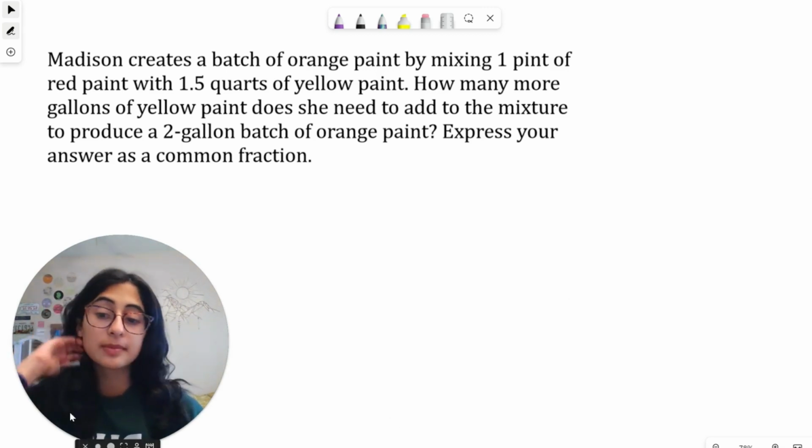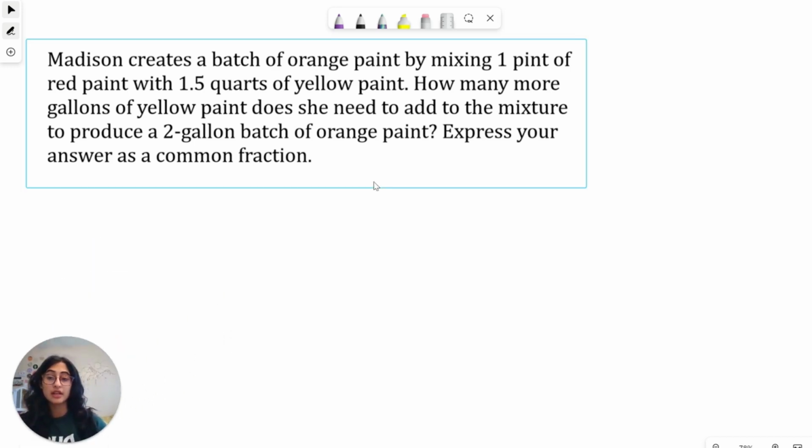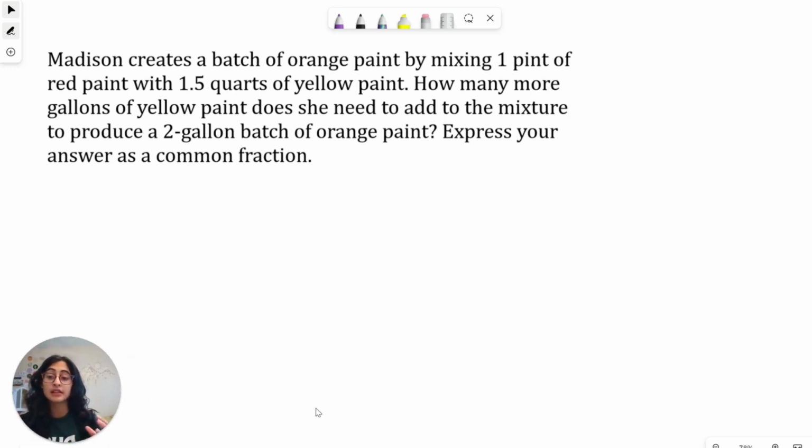So for this question, it's basically telling us to make orange paint, Madison is using red paint and yellow paint in a certain fixed ratio of 1 pint of red paint to 1.5 quarts of yellow paint. But I'd like you to notice that there's something tricky: they don't use the same units. The red paint is 1 pint, whereas the yellow paint is 1.5 quarts. If we want a ratio like this, we want their units to be the same, because we can't just say the ratio of red paint to yellow paint is 1 to 1.5, because the units are different.